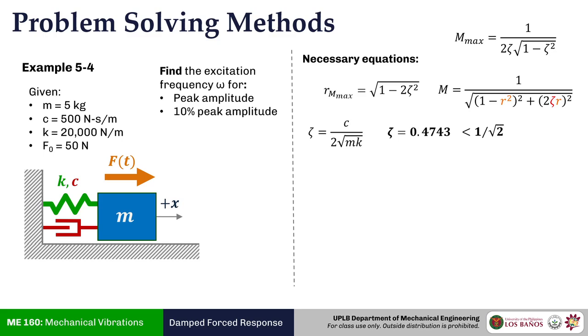So, yung omega max or yung forcing frequency to trigger the peak amplitude, we can get that by obtaining R_M max. So, we just simply plug in everything. Tapos, yung frequency ratio natin, it's the forcing frequency over the natural. So, to get the forcing frequency, just multiply R_M max to the natural frequency. So, natural frequency natin, it's square root of k over m. And yung R_M max natin is given by that formula. So, we will get this frequency.